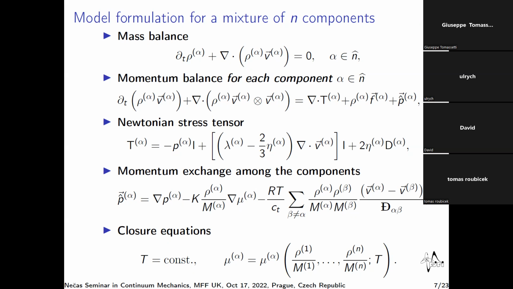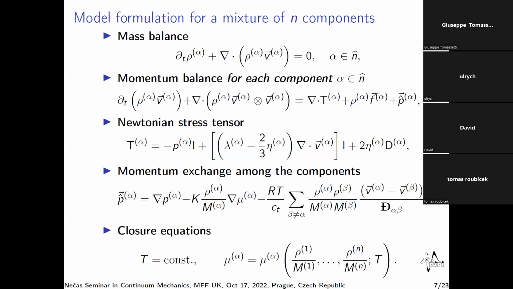And now, what is the key? It is how we describe the exchange of momentum among different components. So basically, this is the term on the right-hand side. We have here the gradient of partial pressure minus one term which contains the gradients of chemical potential of component alpha.